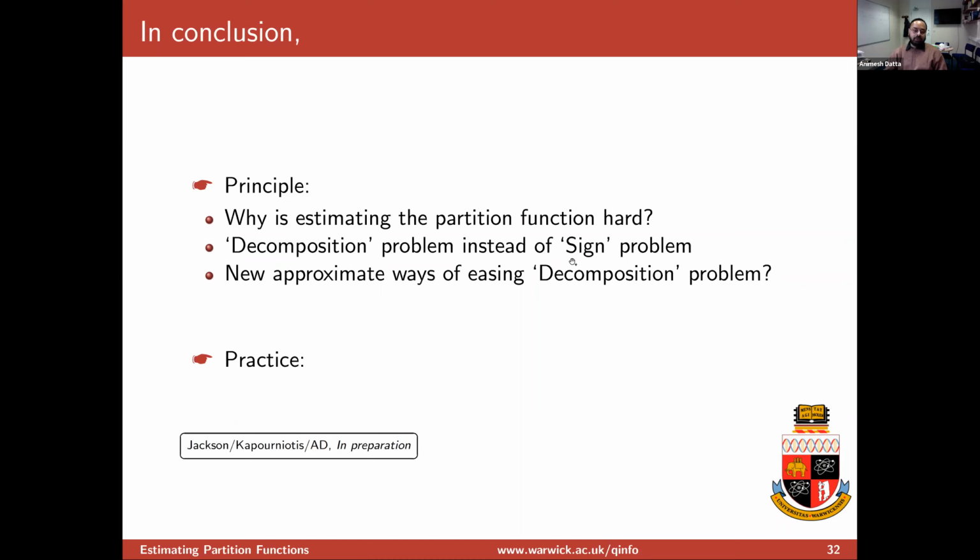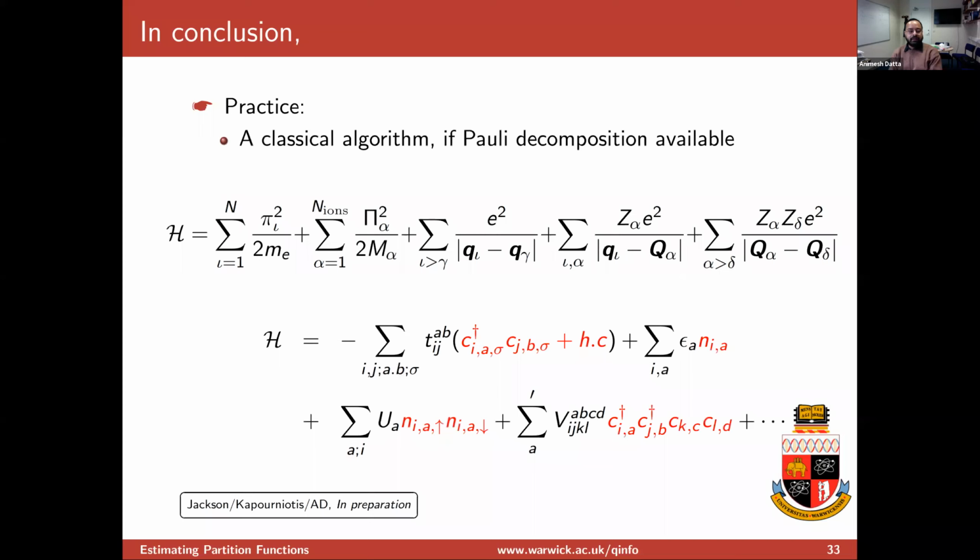And then, just as people have spent decades finding ways of easing the sign problem, it is possible that there may be ways of easing the decomposition problem, and that may lead to a whole set of new algorithms and a better understanding of these things and so on and so forth. Right? In practice, of course, what we have is a classical algorithm if the Pauli decomposition is available, and that's the big question. So I want to end with where I started.